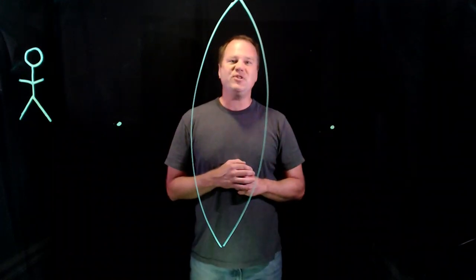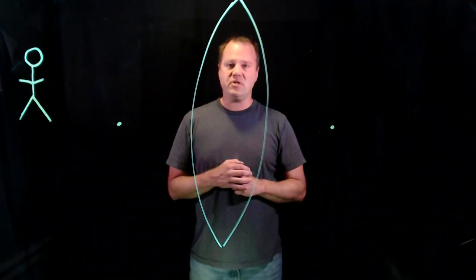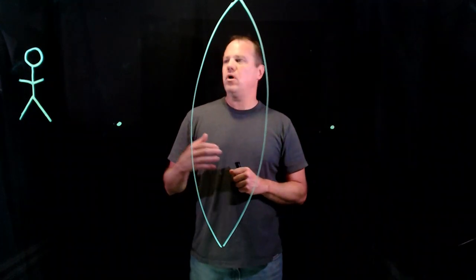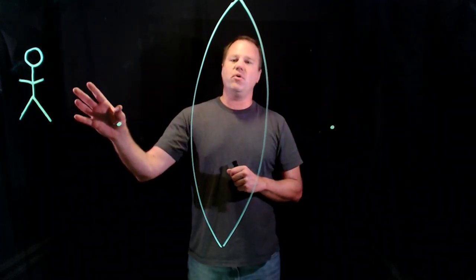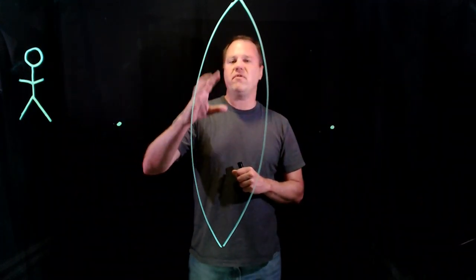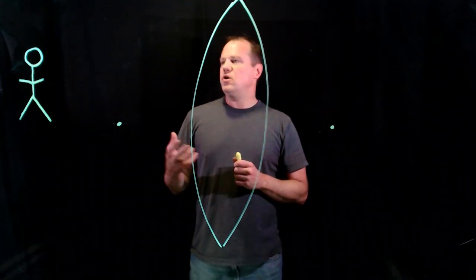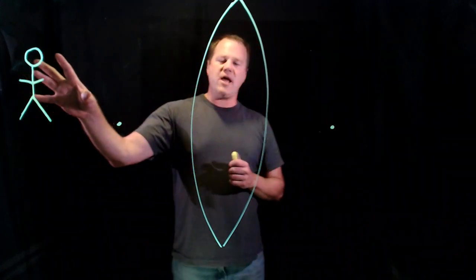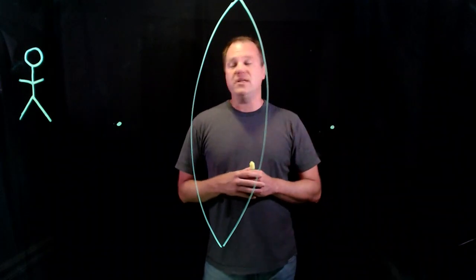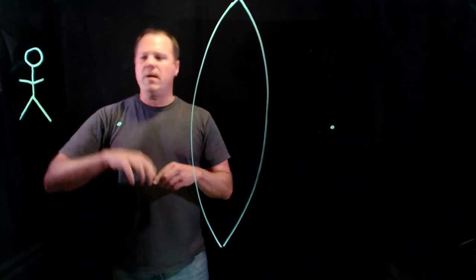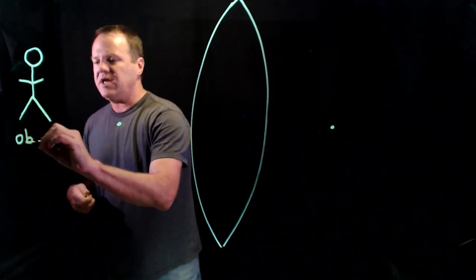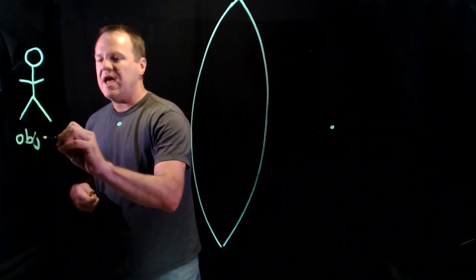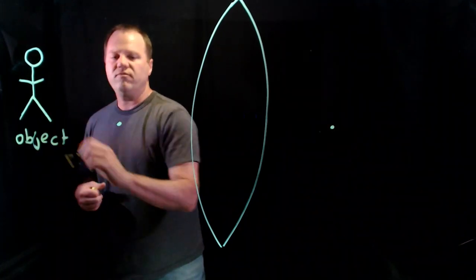Hi, I'm going to show you how to draw a principal ray diagram for an object outside the focal point for a biconvex or converging lens. So the source of light when we're dealing with lenses or mirrors is called the object. And in this case we're placing the object outside the focal point.